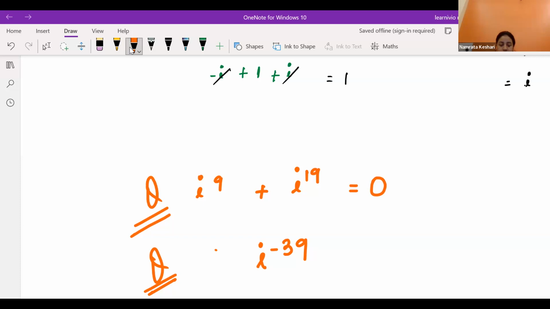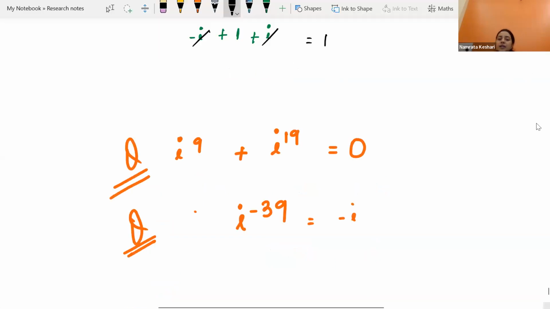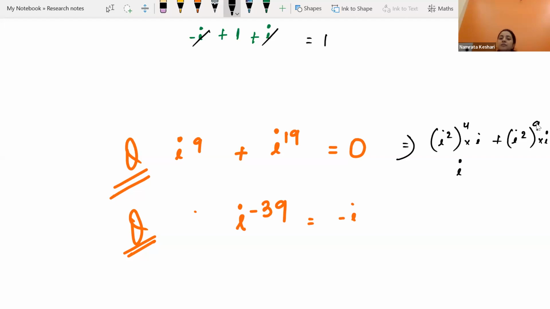Negative I. Negative I. Okay, let's check it, both of them. Quick. I to the power 9 can be written as I squares to the power 4 into I. 19 can be written as I square to the power maximum whatever we can take, 9 into I. I square is negative 1 to the power 4 will be plus just I minus I. Result is 0. Perfect.